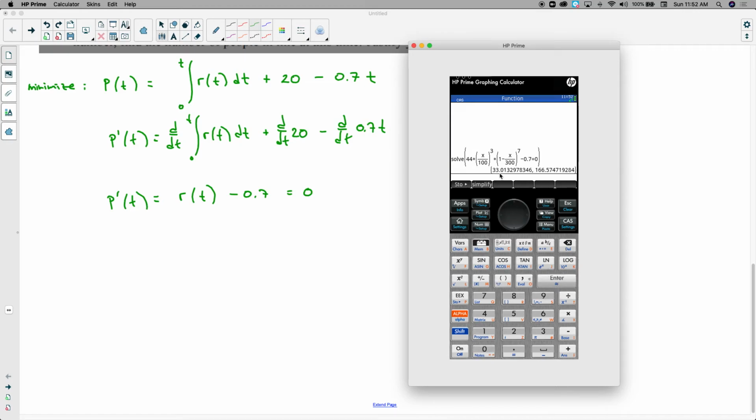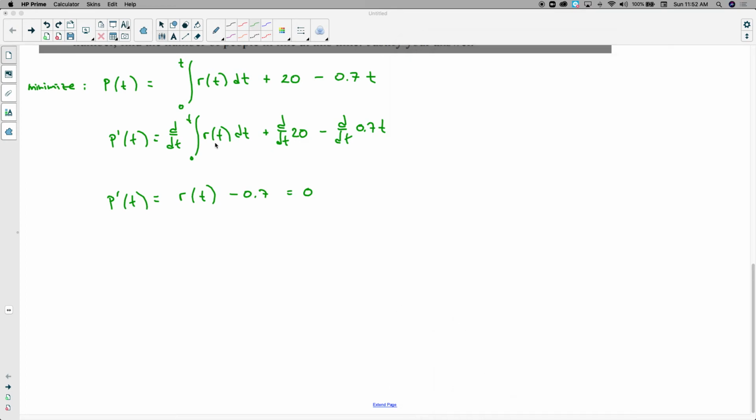And okay, so then we've got 33.01 and 166.57. So what were those numbers? 33.01, like time 1 and time 2. And time 2 is 166.57.